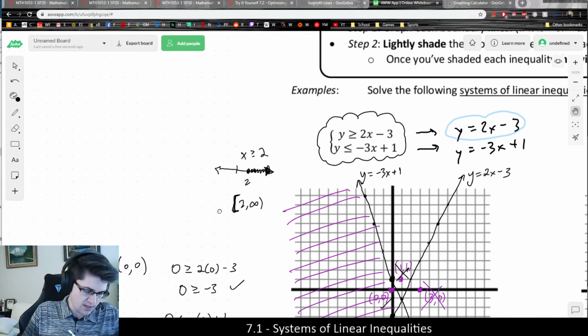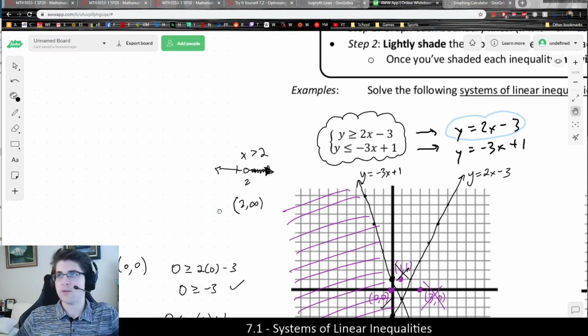But if we change this to x is just greater than 2, right? What we're taught to do is use an open circle or a parenthesis when using interval notation instead. What the heck did I just do on my tablet? I'm trying to write on my tablet and it is going bonkers.